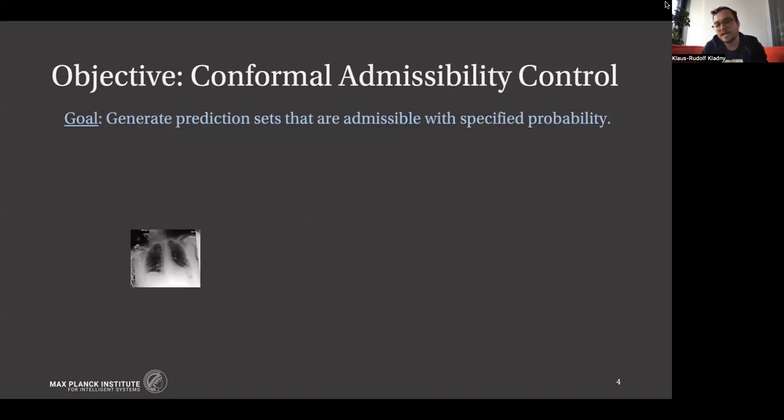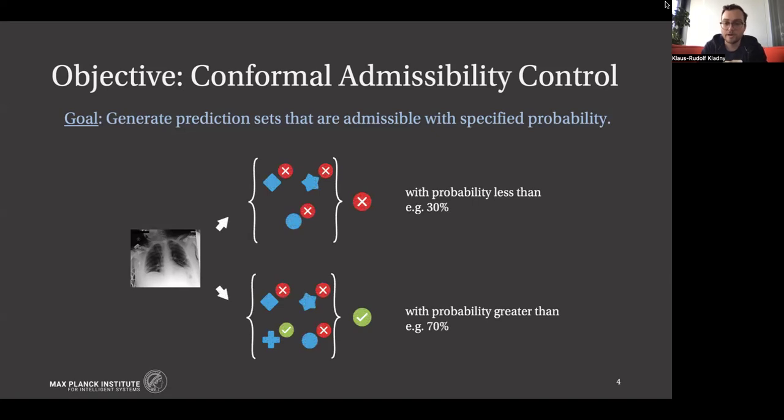The goal of our method is to satisfy a guarantee that we call conformal admissibility control. Our method generates so-called prediction sets, which are sets of artificially generated responses. We say that a calibration method fulfills conformal admissibility control if it generates prediction sets that are admissible with high probability. And in turn, a prediction set is called admissible if at least one of its elements is admissible. So in the example right here, the prediction set at the top is inadmissible, while the one at the bottom is admissible.